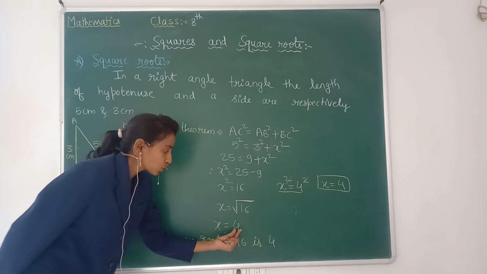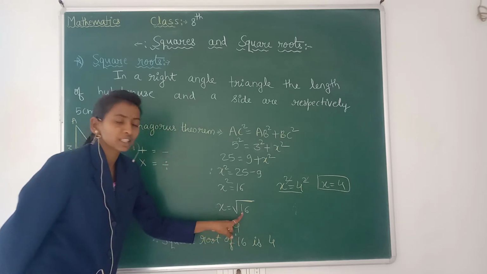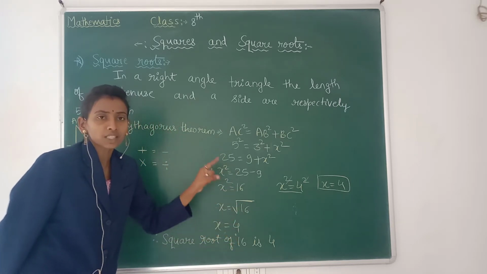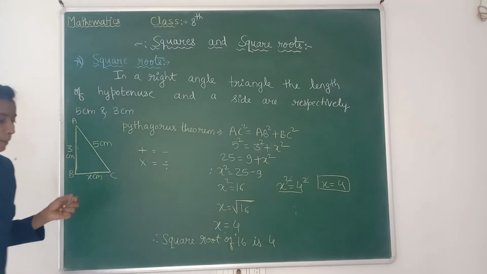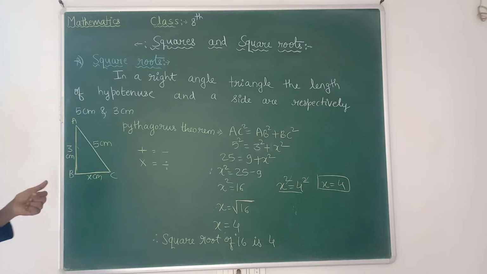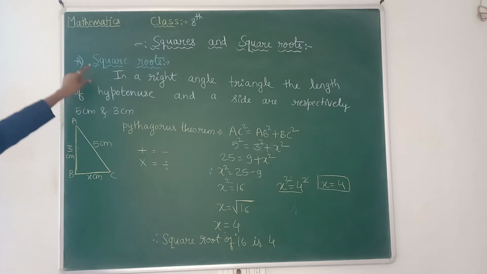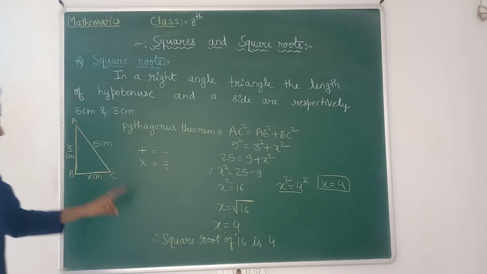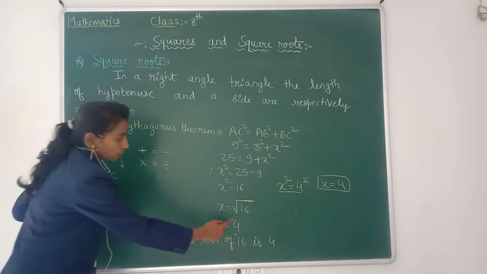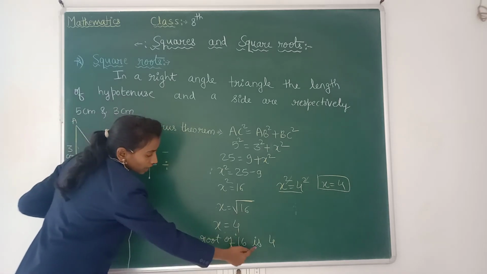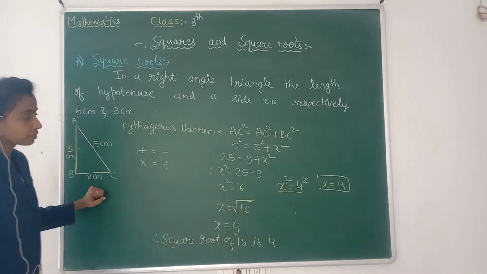So when you square this number, you get this value, that is 4 square is equal to 16. Finding the number whose square is known is called the square root. So here we got the x value as 4. Square root of 16 we are writing as 4.